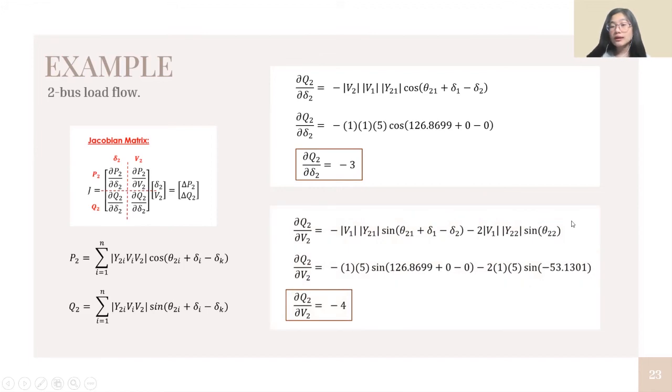All of these values, if you forgot, we can look up in our given values, which is V1, and our S1 is 1 at an angle of 0 degrees. Same goes for the values of V2 and our delta 2, which is 1 at an angle of 0 degrees. And all the rest, which is the angle theta 22, and the Y21, and so on and so forth, we can see in our Y-bus admittance matrix. So by doing the math, let's just go back. Our answer is negative 4. So here, our J22 is equal to negative 4.